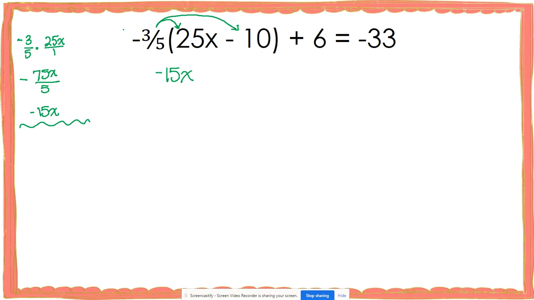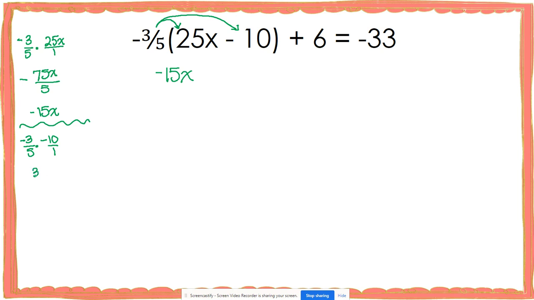Now I'm going to do the same thing with negative 3/5 times negative 10. I know that the 10 is negative because of this minus sign right here. So negative 3/5 times negative 10, well, I'm going to put my negative 10 over 1, and then I'm going to multiply. I see that I'm multiplying a negative times a negative, which means my answer is going to be positive. So I can just focus on my numbers right now.